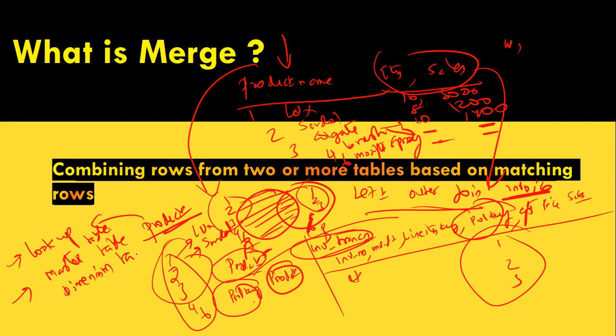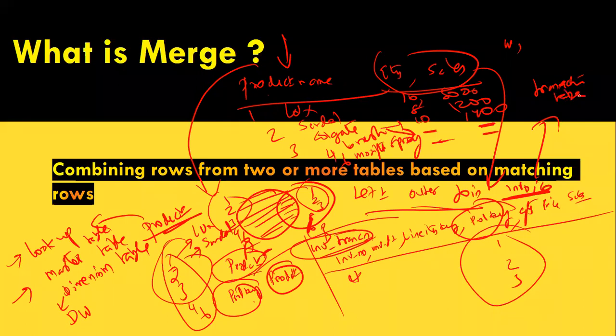Dimension table. In the case of a data warehouse, we call it a dimension table. Lookup table, master table, dimension: all these three terms are the same. It's one and the same. If they say lookup table, it is nothing but a master table. If they say master table, you should think, oh, it is a lookup table. Okay, this invoice table is your transaction table.